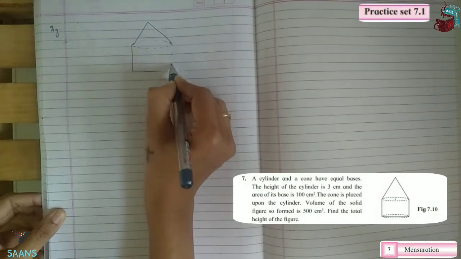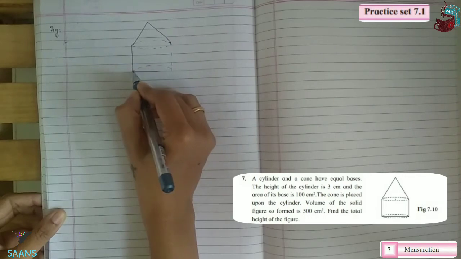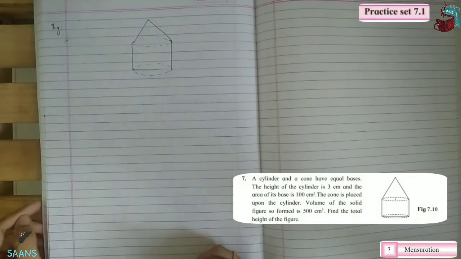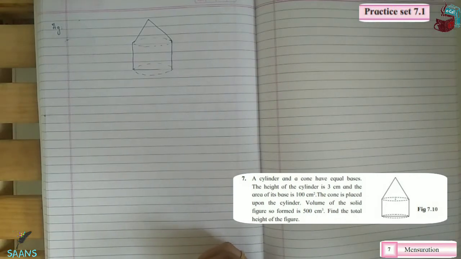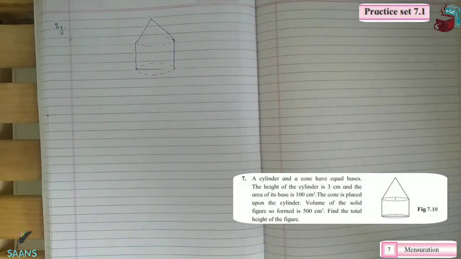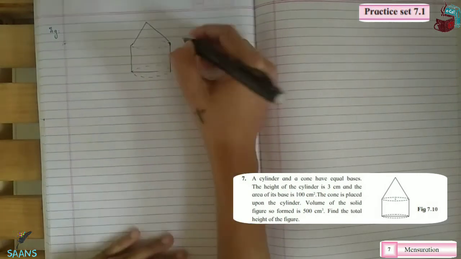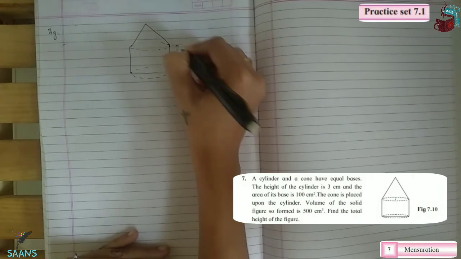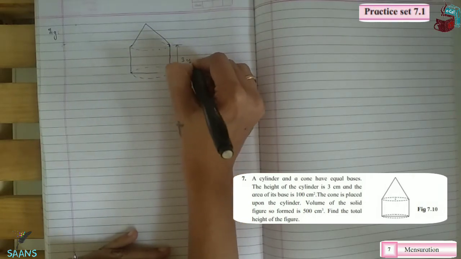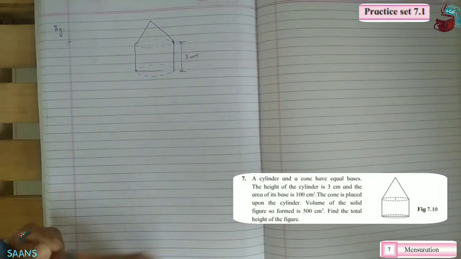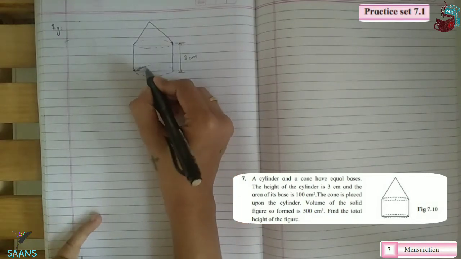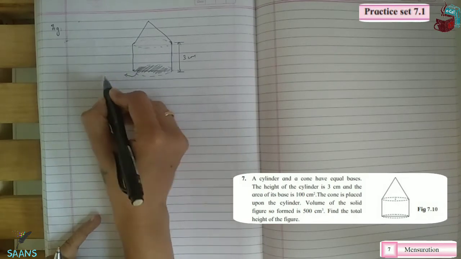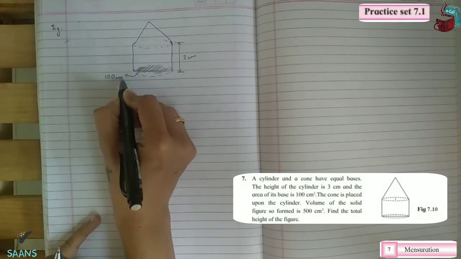तो सिलेंडर और कोन ऐसा एक फिगर है. ठीक है. आई होप क्लैरिटी इज देयर, क्लियर है इमेज. The height of the cylinder is 3 centimeter and the area of the base is 100. So this area they are talking about. Area of the base is 100 centimeter square.